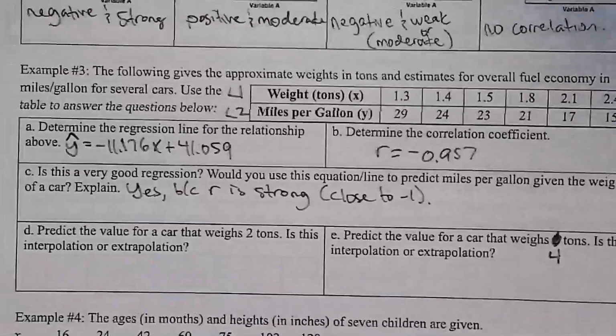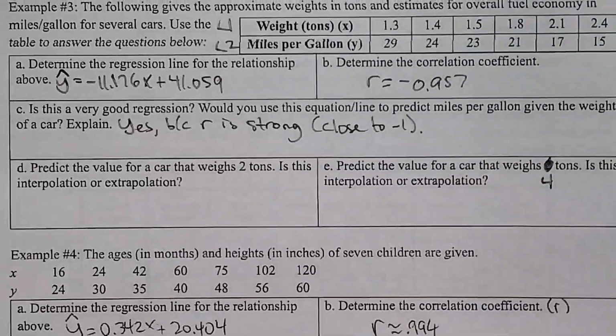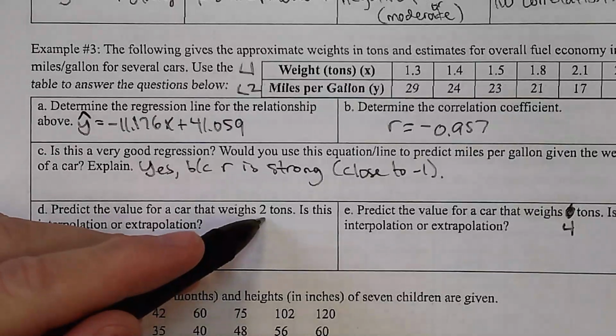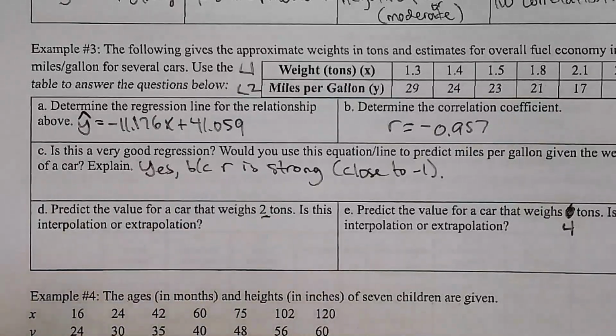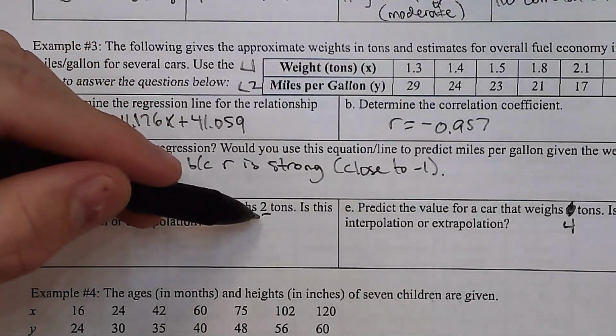All right. D and E, predict the value of a car that weighs 2 tons. What do you think I'm going to do here? They want to predict for a car that weighs 2 tons. I haven't taught you this yet. What do you think I'm going to do? It's all right. I'm going to go ahead and go over this.